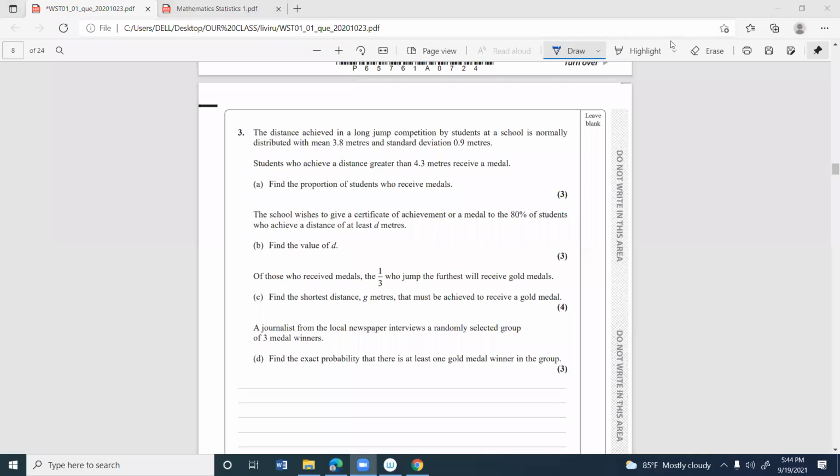Okay. The distance achieved in a long jump competition by students at a school is normally distributed with mean 3.8 and standard deviation of 0.9. So you can say this is a normal distribution, the distance traveled has mean 3.8 and standard deviation of 0.9. The students who achieve a distance greater than 4.3 meters will receive a medal.